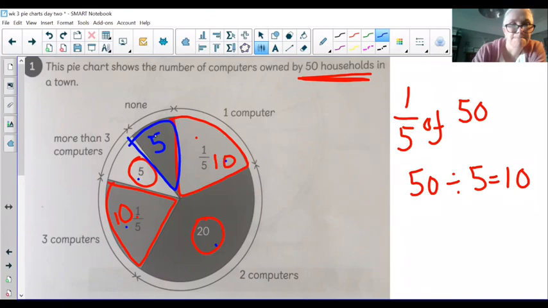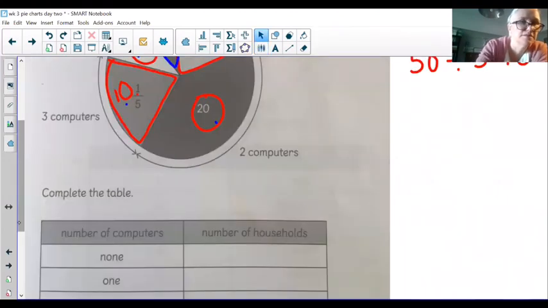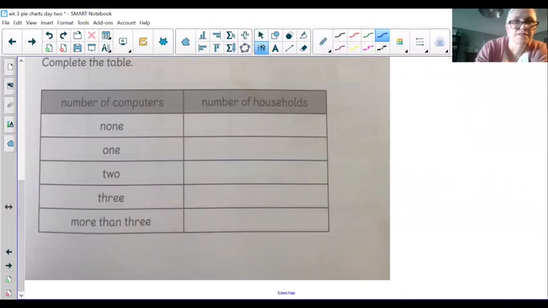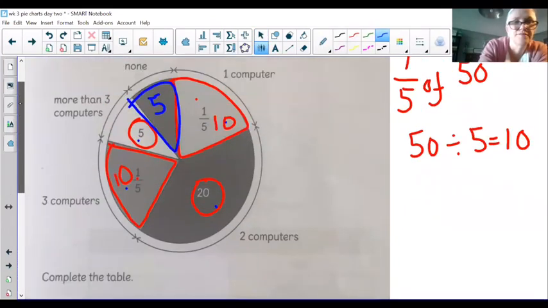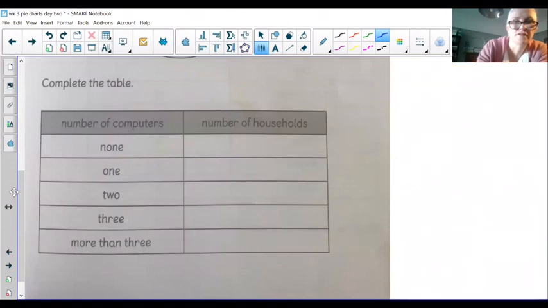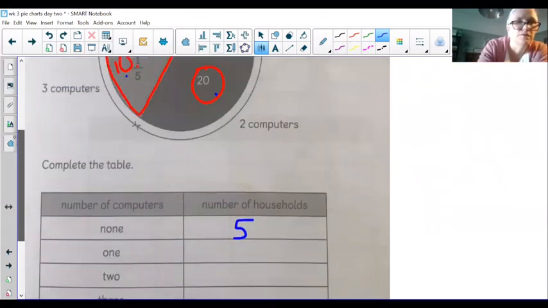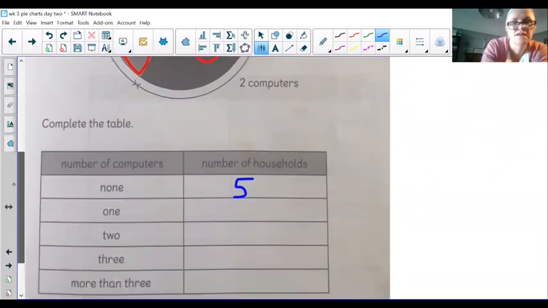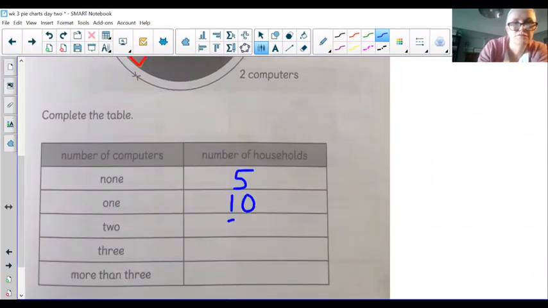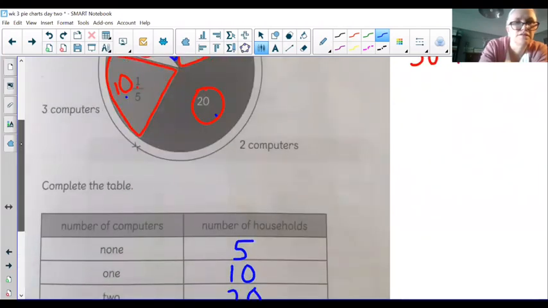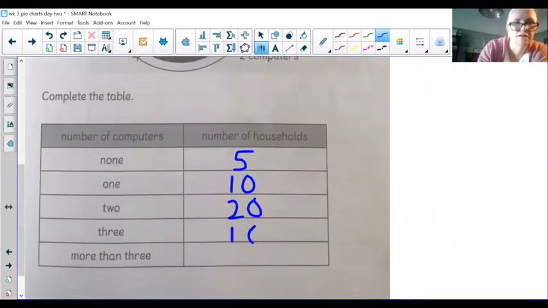Okay. So if you're not sure, just go back and have another look at that. And then if you're filling in this table, I can't remember what it said now. So none was 5. 1 was 10. 2 was 20. 3 was 10. And more than 3 was 5. And then add them up to make sure you got it right. So start with the base number: 20, 30, 40, 45, 50.